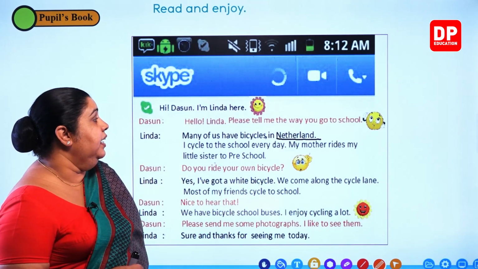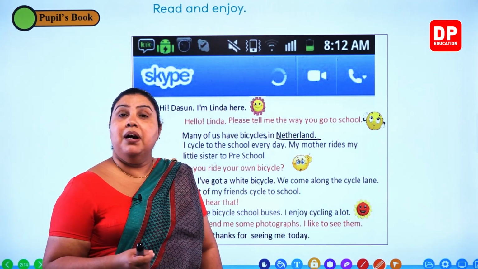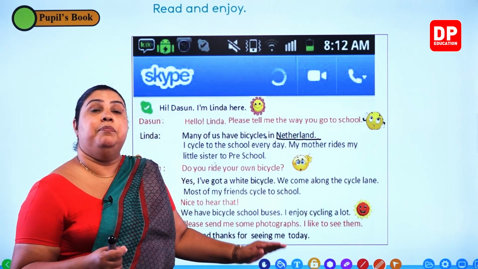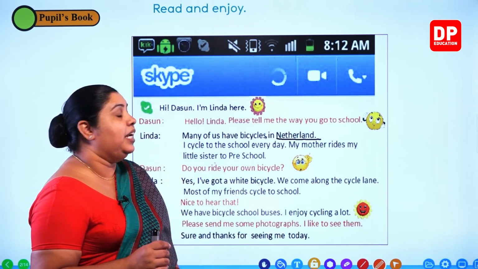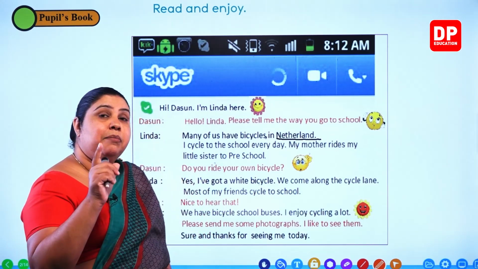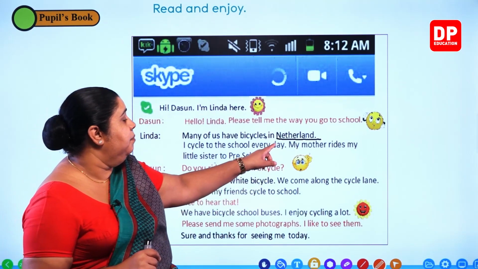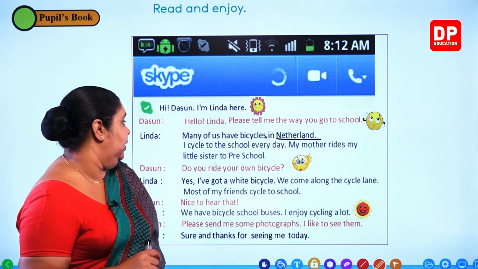My mother rides my little sister to preschool. preschool කියලා කියන්නේ පුතේ පෙර පාසල්. පෙර පාසල් යන මගේ චූටි නංගිව අම්මත් බයිසිකලෙන් තමයි ගිහිල්ලා ඉස්කෝලේට දාන්නේ. දැන් බලන්න ඒක කොහොමද කියලා තියෙන්නේ කියලා පුතේ. My mother rides my little sister to play school.